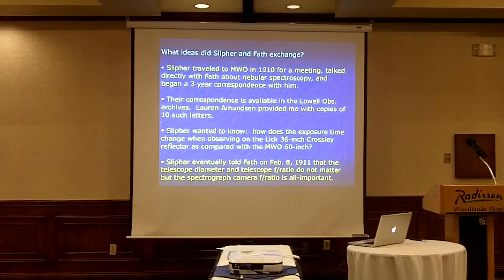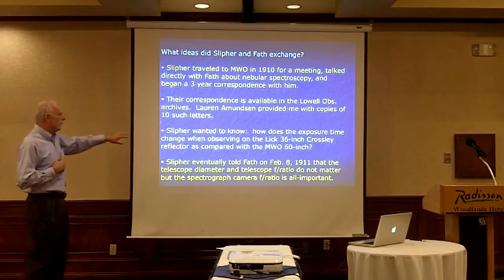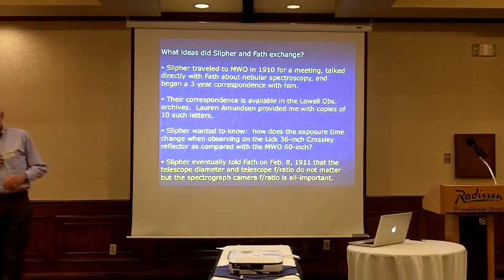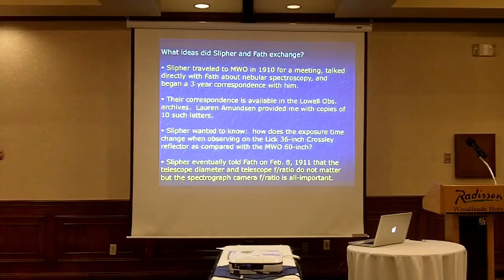And it seemed Fath's answer was that, well, the spectrographs were different. He couldn't really tell. And it's not clear to me whether he was obscuring the facts or whether it was a true answer. And eventually, in these 10 letters, Slipher just comes out and says what the relationship is. He just tells Fath what the relationship is in about 1911.